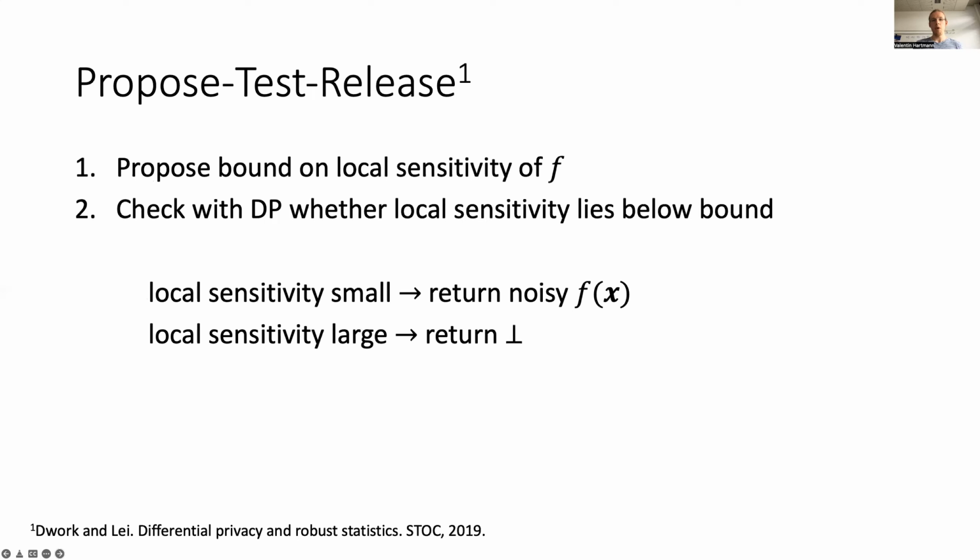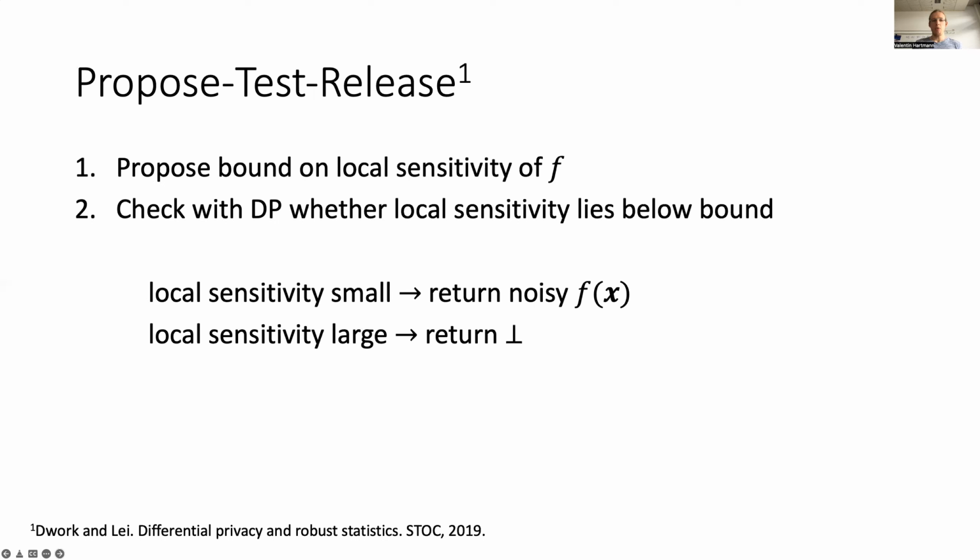A similar example is the propose-test-release framework by Dwork and Lei. The goal is to compute a statistic f. In our paper, we analyze the case where f is the interquartile range, a measure of the spread of the data similar to the variance. Propose-test-release makes use of the local sensitivity of f, that is, how much the value of f changes when one changes a single record in the current database. The statistics considered in Dwork's paper have the property that if the local sensitivity is high, the statistics would not be robust enough and would thus not be interesting to release.